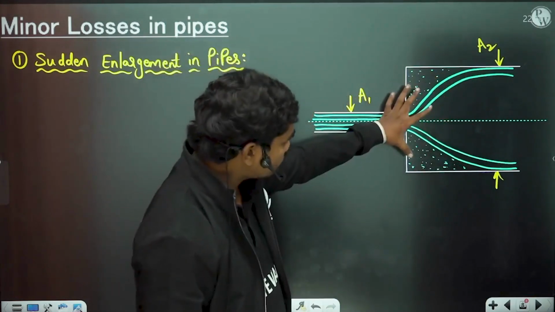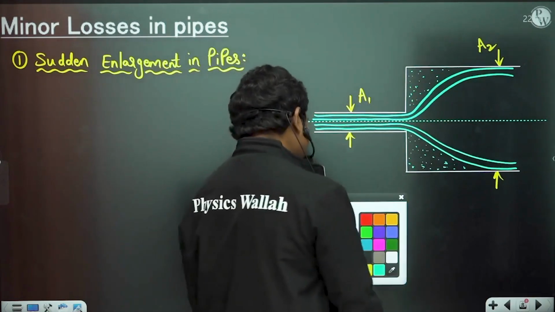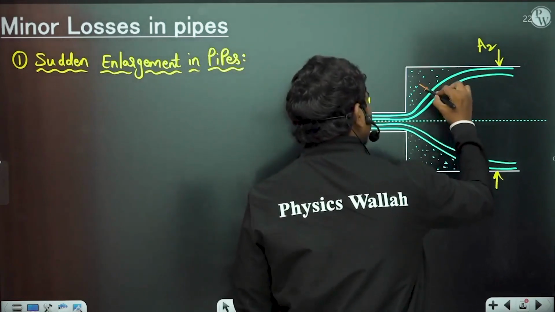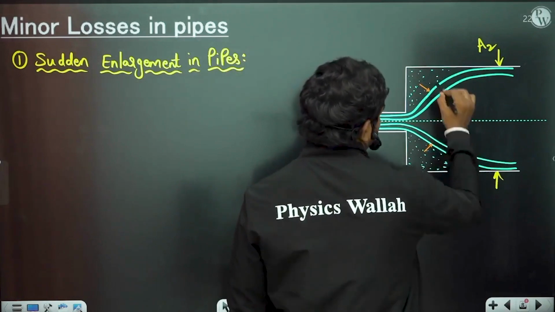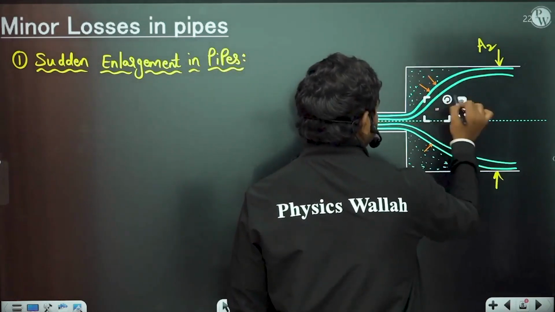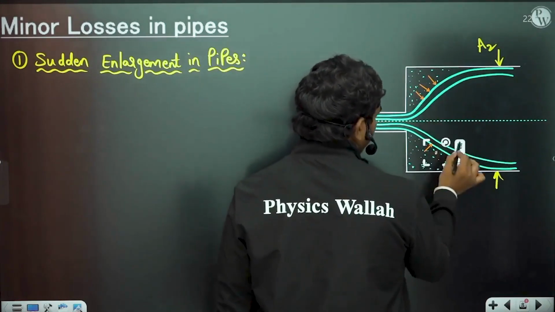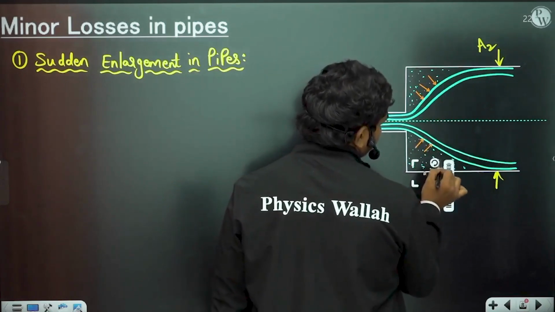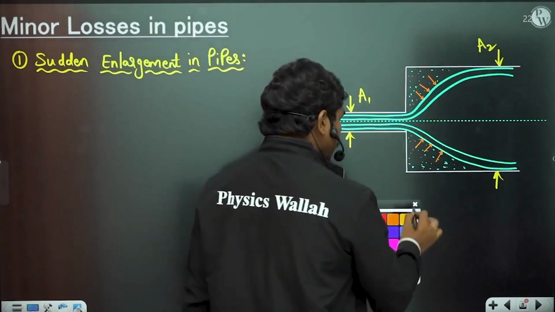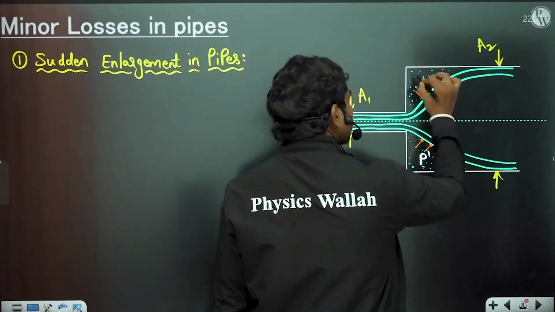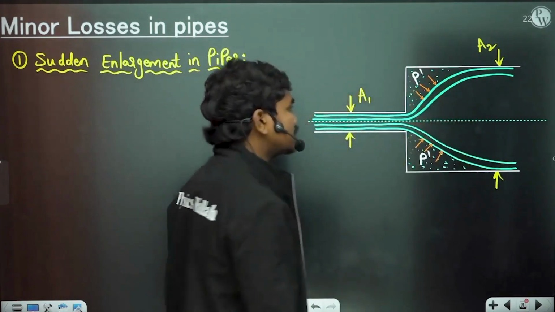Because of this fluid, there is a certain pressure that acts on this layer of the fluid here. This pressure is given by P dash. It acts in this direction, normal to this, because of the weight. It's just like a reaction force. So there is some pressure here, and this is called P dash.